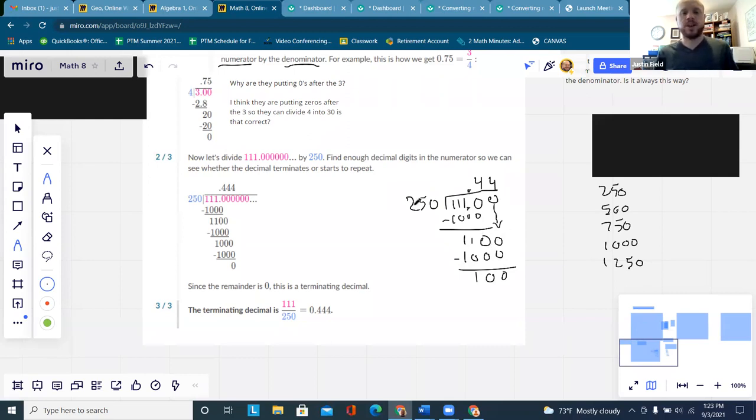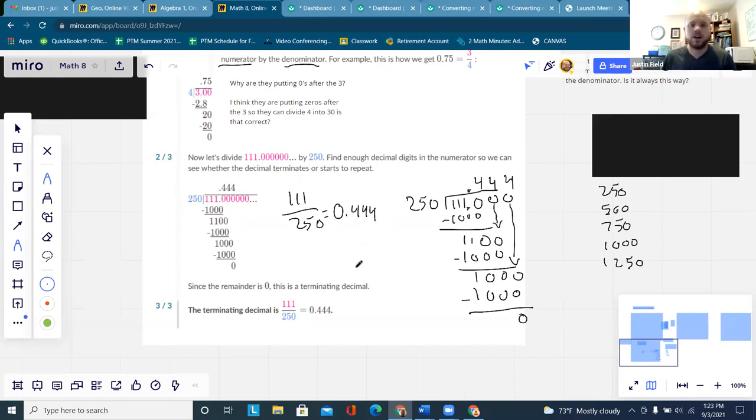Okay, so how many times does 250 go into 100? All right, I need to add another 0 because that's too small. All right, how many times does 250 go into 1,000? It goes into it exactly 4 times. Okay. So I got all the way to a remainder of 0, and now I know that 111 over 250 is equal to 0.444. All right, so this is called a terminating decimal.